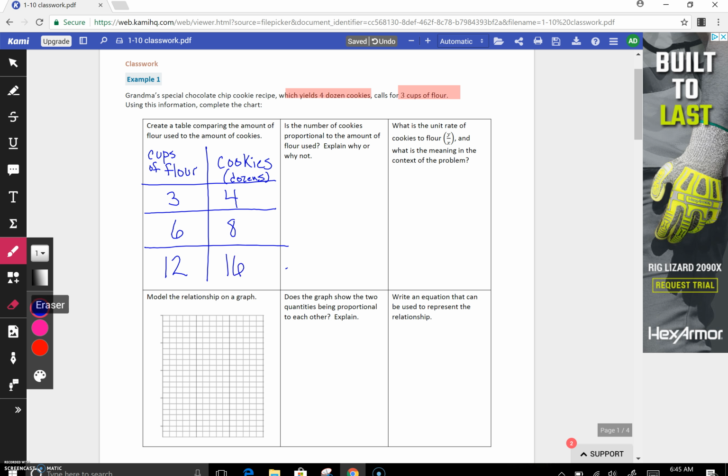That just gives us some information to look at in a table. We chose the cups of flour. Chose them in multiples of 3 because that would be the easiest way to do it, considering 3 cups of flour makes 4 dozen.